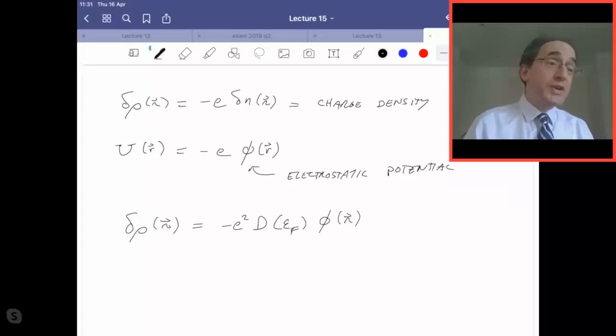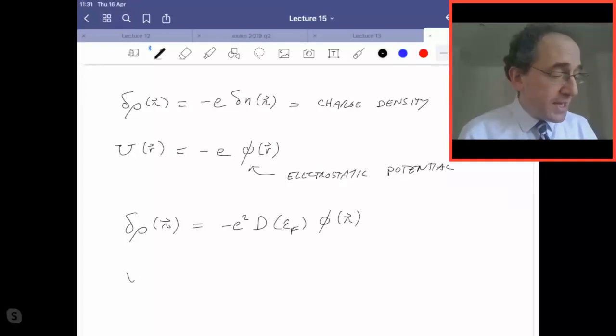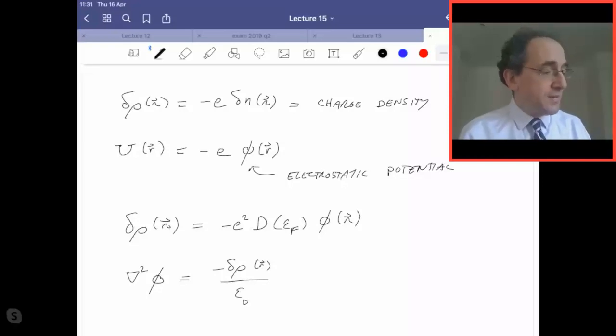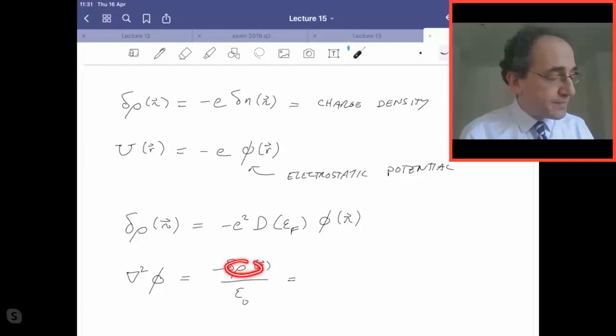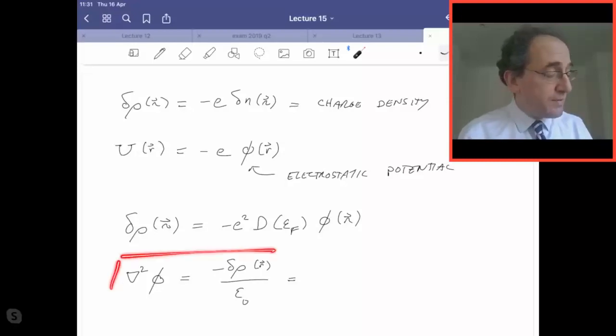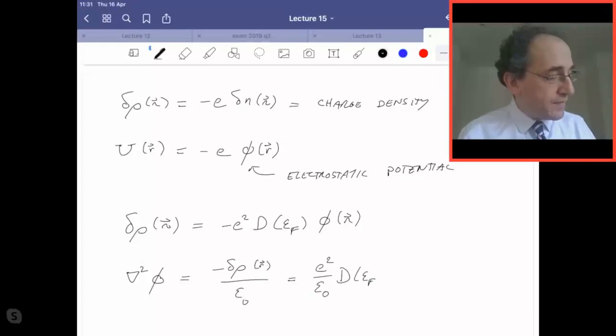we want the electrons to be a source for electrostatic potential, and the way we do that is by applying Gauss's law, that del squared of the electrostatic potential is minus the charge density divided by epsilon naught in SI units. And then we can plug in our expression for the charge density here, and we get e squared over epsilon naught, density of states at the Fermi surface, times the electrostatic potential.